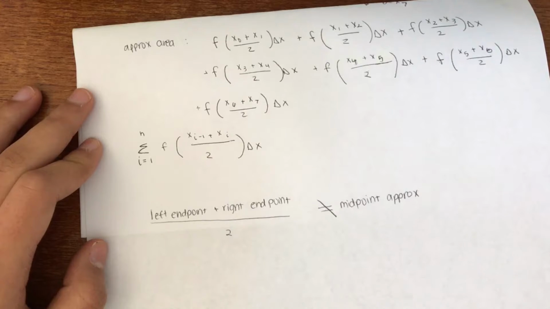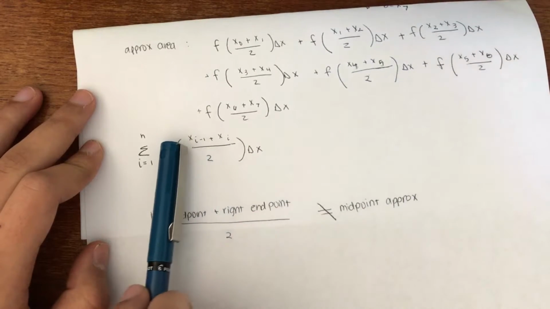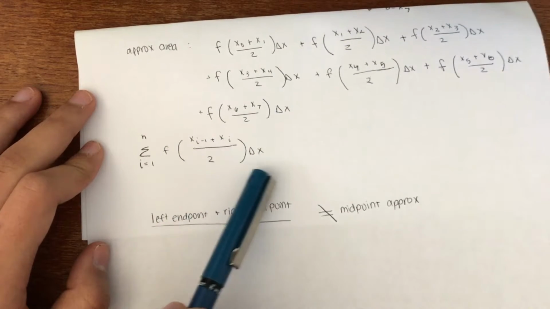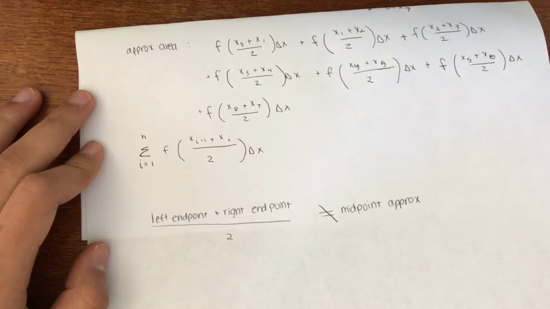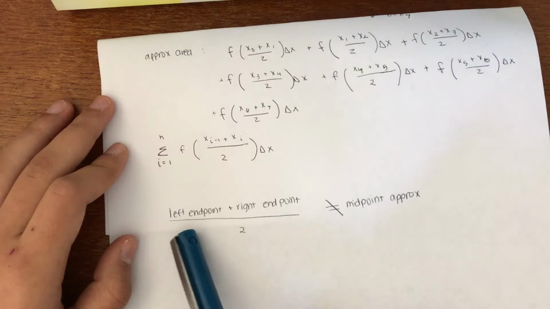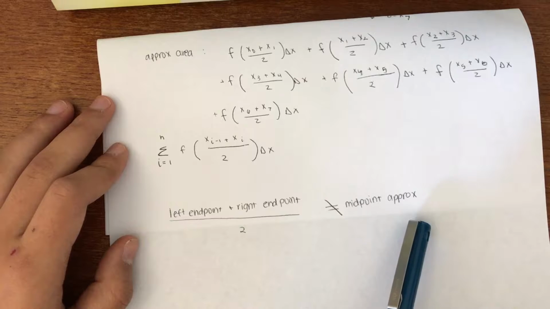So you're basically just finding the midpoint and then finding the y-coordinate that goes along with that midpoint. Once again, the area can be represented using sigma notation, where you have f of x sub i minus 1 plus x sub i divided by 2, all times delta x. A common mistake that students will make is that they will think that the average area calculated using left endpoints and right endpoints will equal the midpoint. However, that is not true.